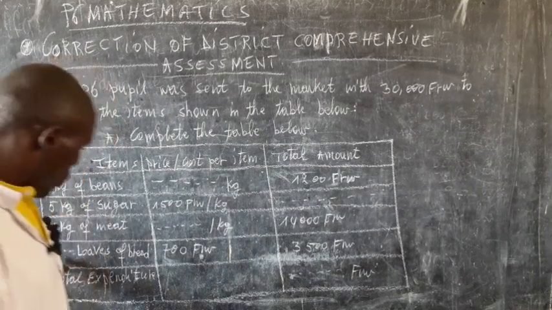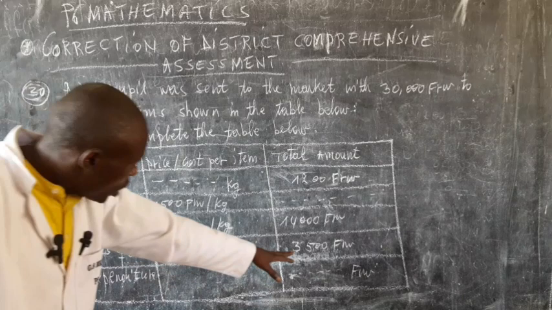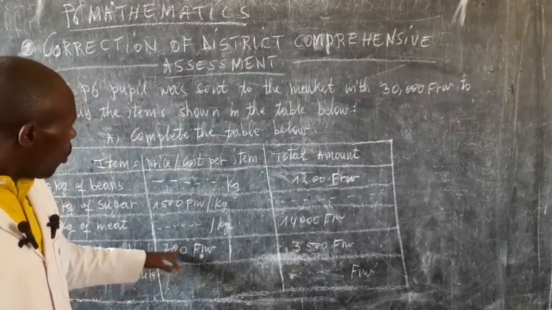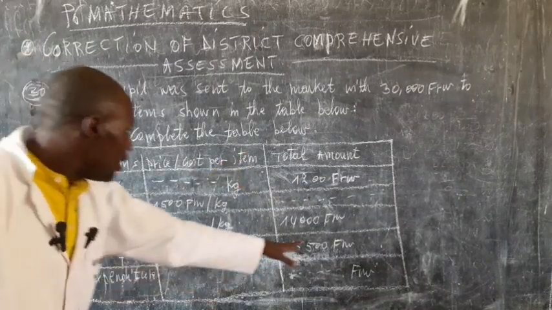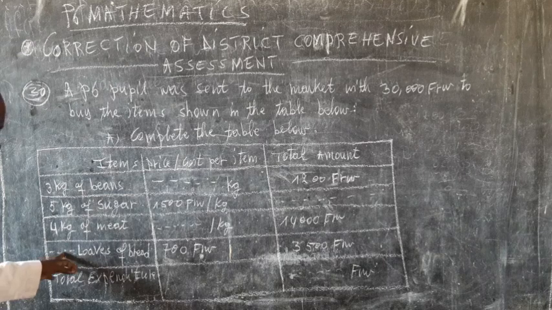And this is a question to be solved. We may find out the number of items. In order to get the number of items, we take total amount divided by the cost per item. This divided by this number, you get the number of items.